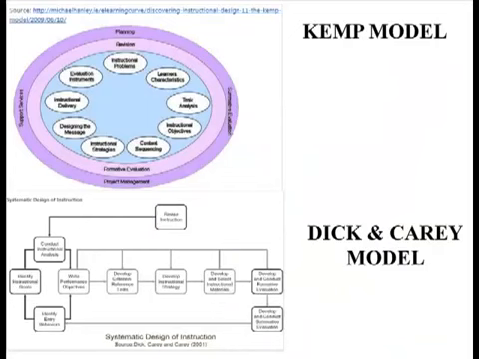The Kemp model is systematic and non-linear, which allows designers to work in all areas as appropriate. The Kemp model is organized in a circular design to encourage designers to start from any of the 9 elements, while the Carey model is a more linear, structured systems approach for design. Each component in the model is linked to the other.